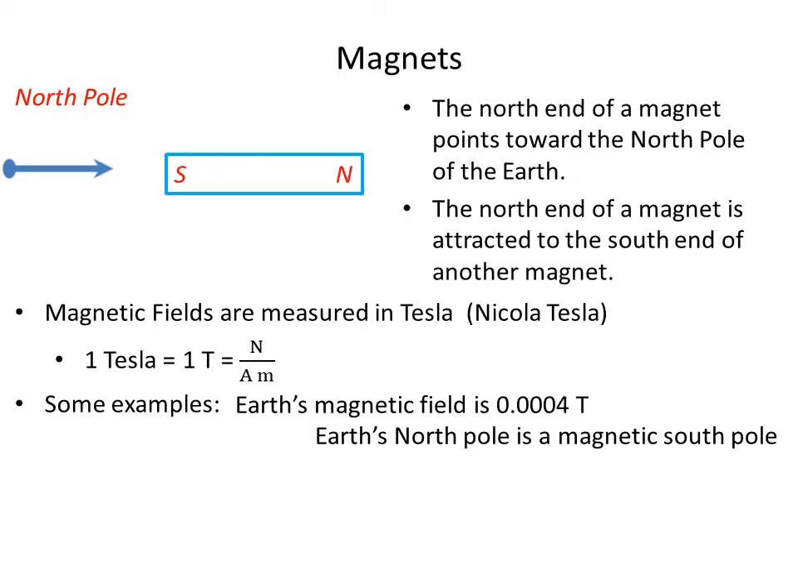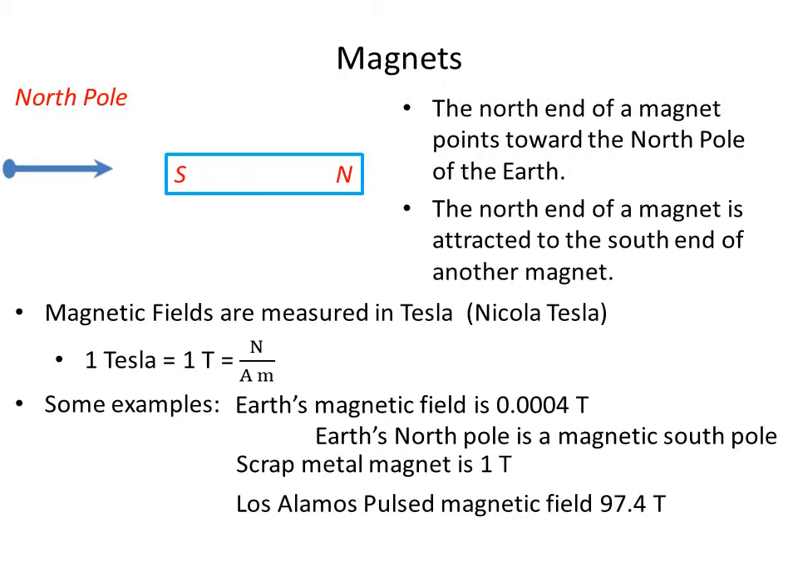Some examples of magnetic fields. Earth's magnetic field is about 10 to the minus 4 Tesla. Earth's north pole is actually a magnetic south pole, since the north end of a compass needle is attracted to it. A scrap metal magnet, what you might see picking up a car in a movie, has a field of about 1 Tesla. The world record is held by the Los Alamos Pulse Magnetic Field Lab, and they have produced a field of 97.4 Tesla, about 100 Tesla. But the universe record is held by a neutron star, which can produce around 10 to the 8th Tesla.